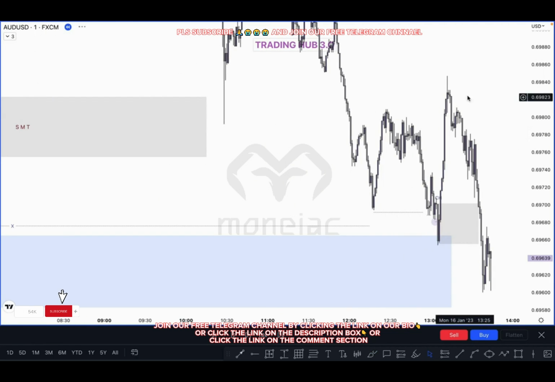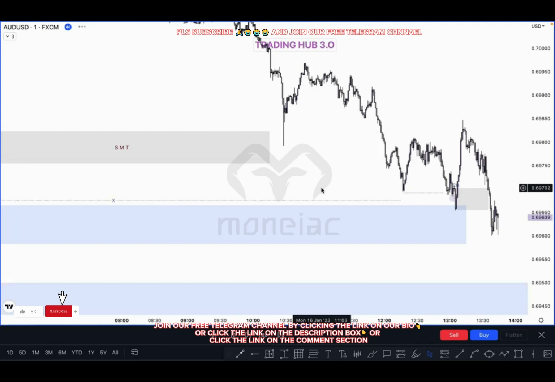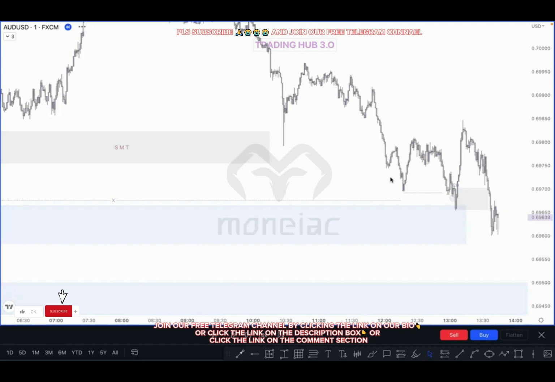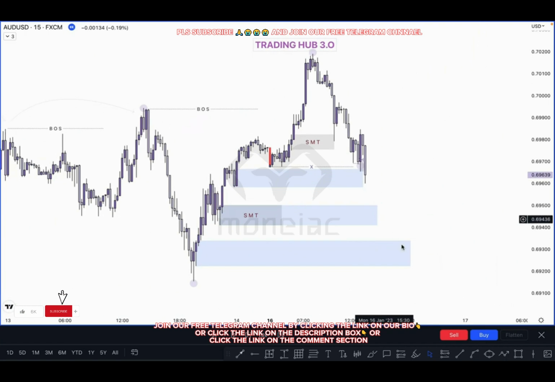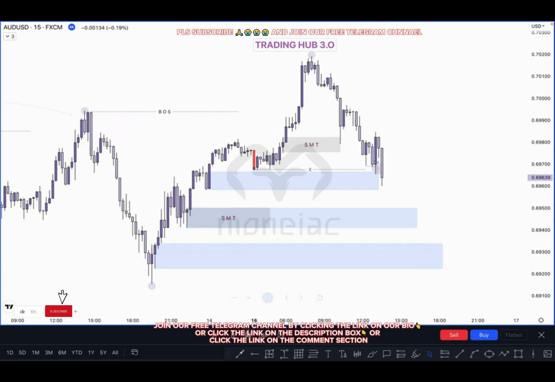Okay, so where is our next POI in this case? First of all, check the 15-minute time frame and wait for the extreme order block to be mitigated, which is here. You don't need to buy here because this one is SMT. So let's see what happened next after this one.